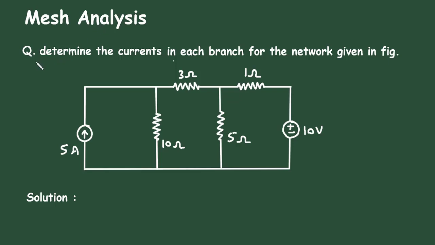Mesh analysis. Question. Determine the currents in each branch for the network given in figure. Here in this circuit, we have to determine its branch current by using mesh analysis. Solution.